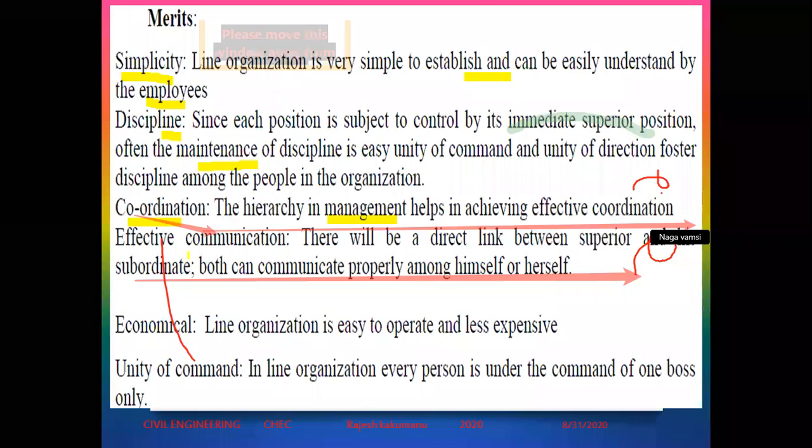Next one, effective communication. There will be a direct link between the superior and his subordinate. Both can communicate properly among themselves. The communication will be fast. Why? Because there is no one in between. For example, from engineer to the foreman, there are no mediators. So whatever information should be passed from engineer to foreman can be easily passed without any difficulty, right? Next, economical. The line organization is very easy to operate and less expensive.